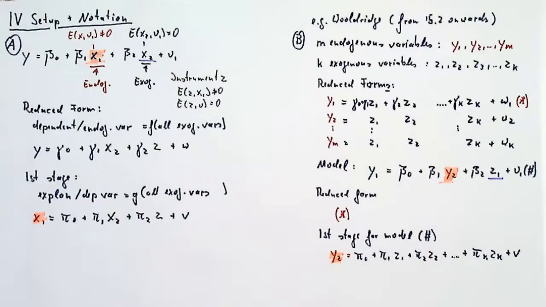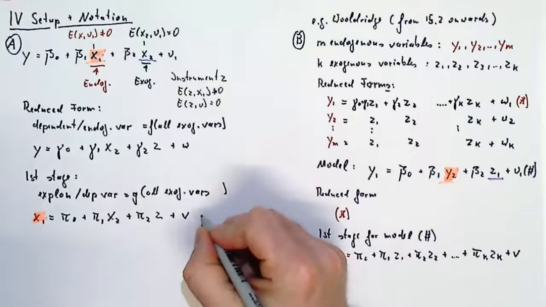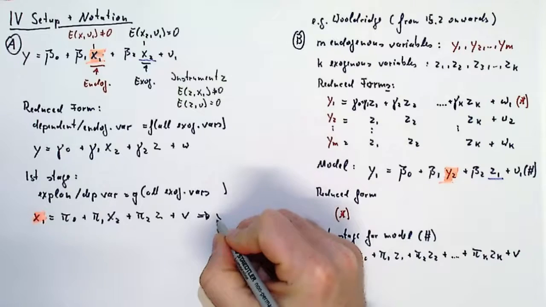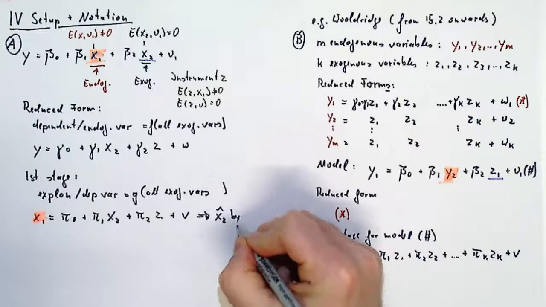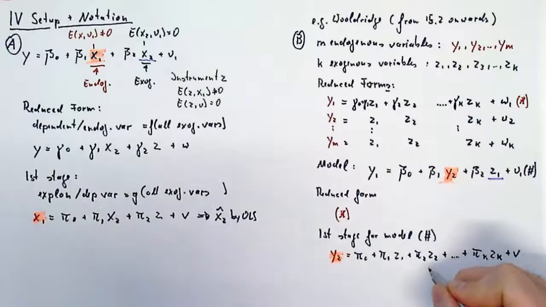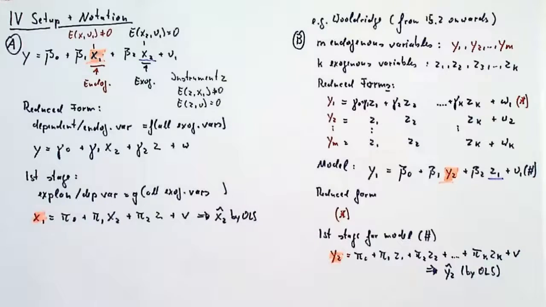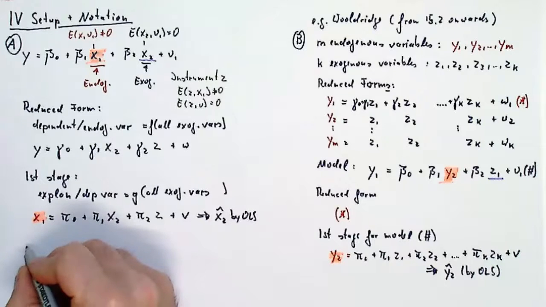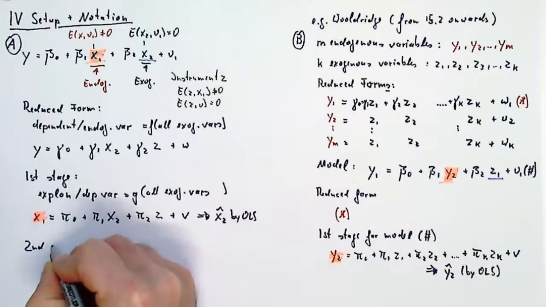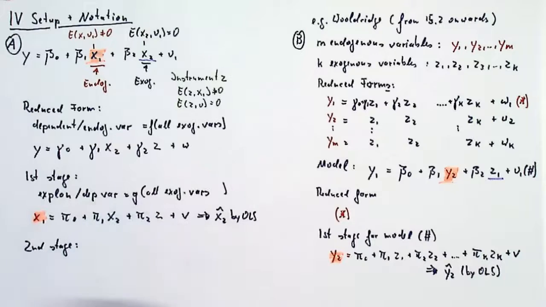So that's our first stage, where we basically model our explanatory but endogenous variable. From that first stage, if you estimate that by OLS, you can get predicted values for that variable, either for x1 or for y2, whatever form you use. Estimate the first stage by OLS and you get predicted values. Then we go to the second stage.